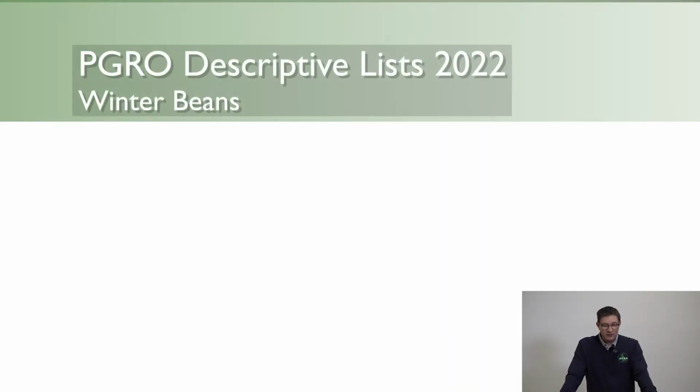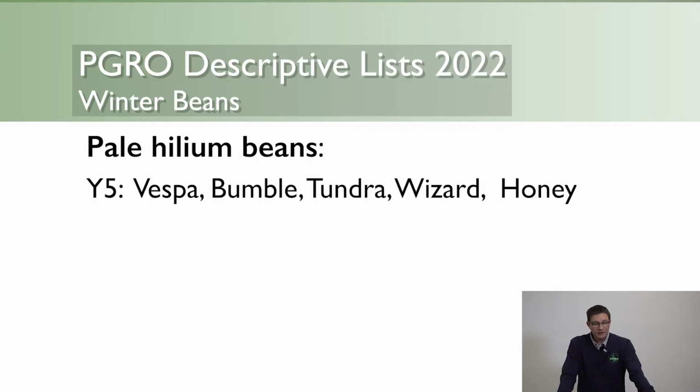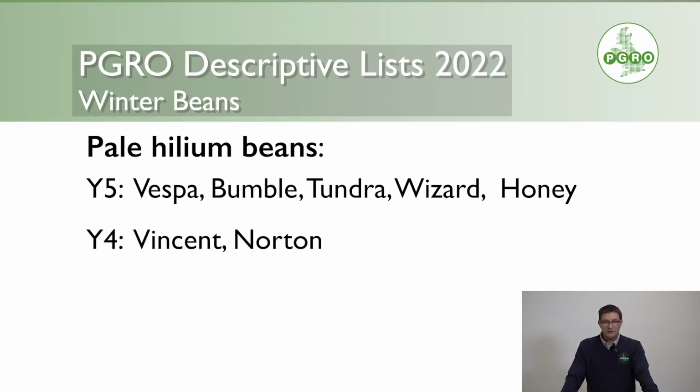Moving to winter beans. Well, there aren't too many winter beans on the list to start with, but Vespa, Bumble, Tundra, Wizard, and Honey all remain in the 5-year category. Vincent and Norton moved from year 3 to year 4. And if you remember back to a year ago, Vincent and Norton were due to be added to the descriptive list, but at that time they didn't have national list status, and subsequently they gained national list status and were able to be added to a later version of the list.